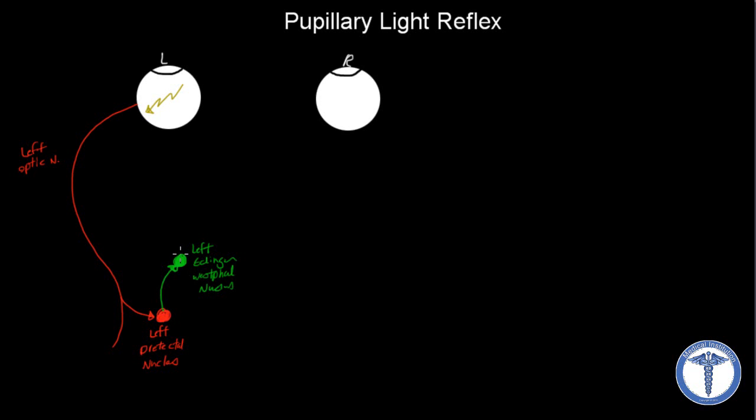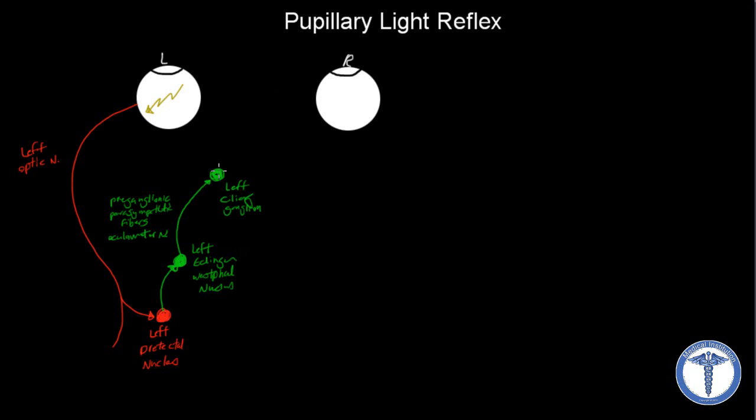So this is our preganglionic parasympathetic fibers, and it does it through the oculomotor nerve. So these preganglionic fibers are going to travel and go to this ciliary ganglion, and this is the left ciliary ganglion.